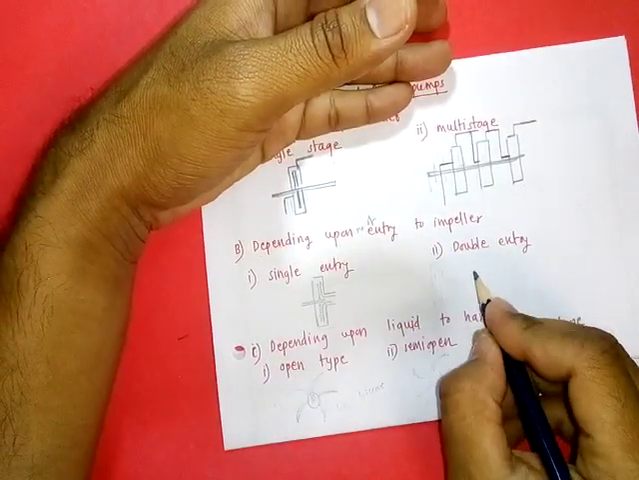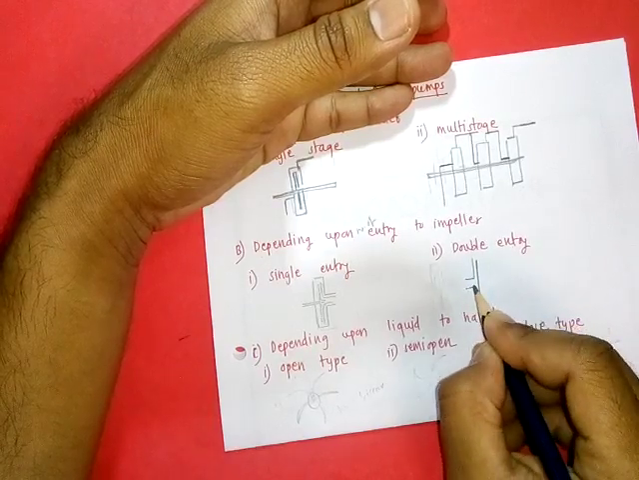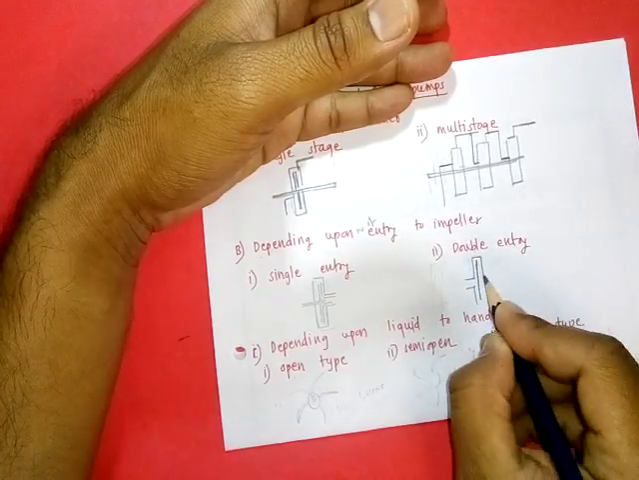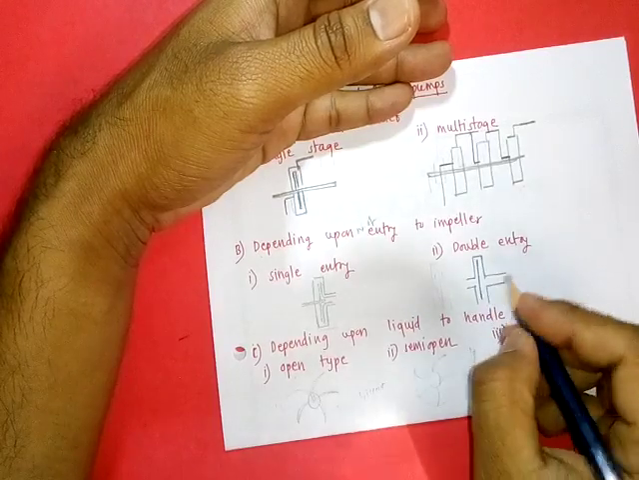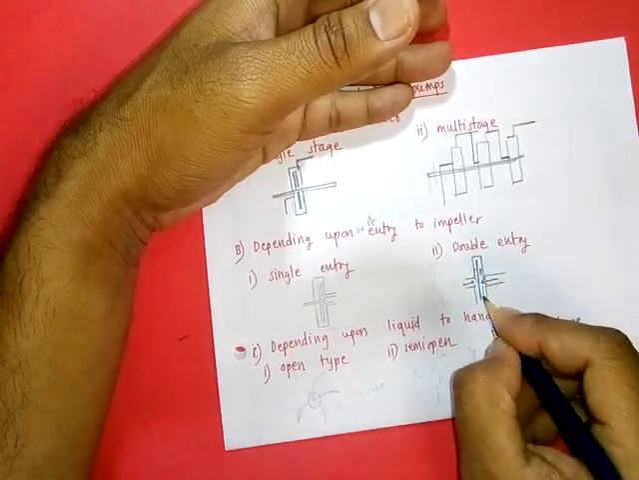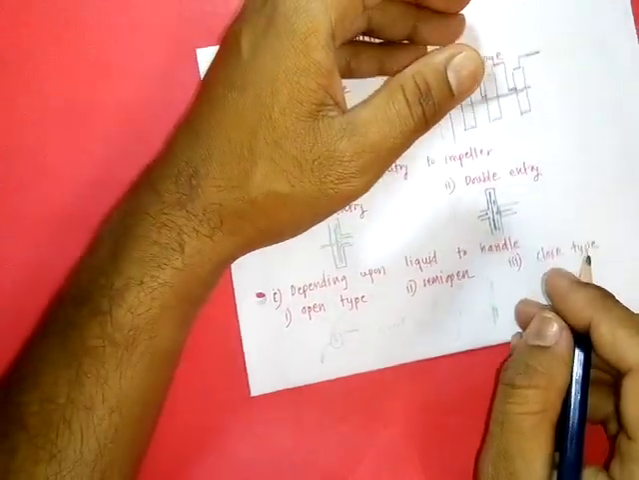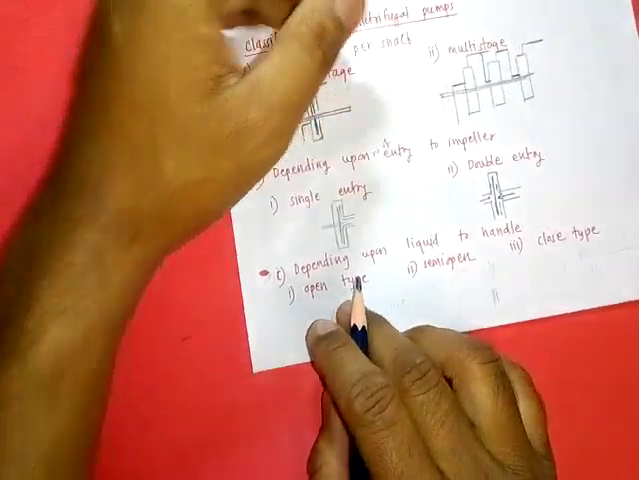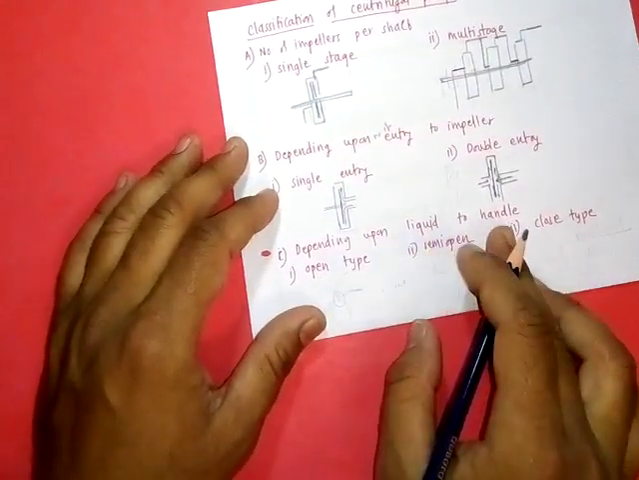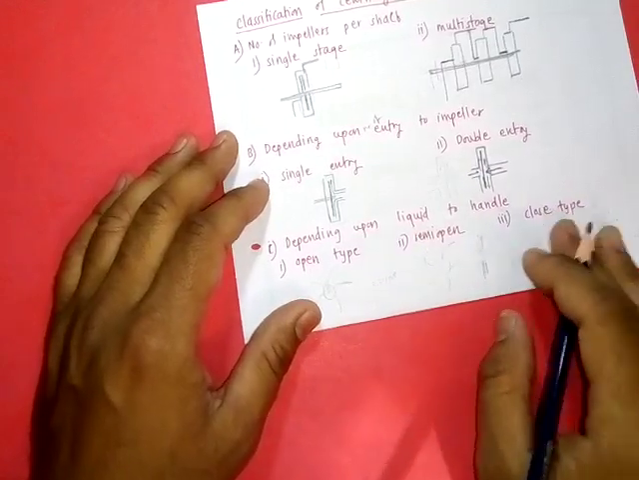In case of a double entry pump, water enters from both sides of the impeller, enters centrally, and moves out radially outward. So entry is from both the sides, and it is a double entry pump. Then, depending upon the liquid to be handled, the types are open, semi open and closed.